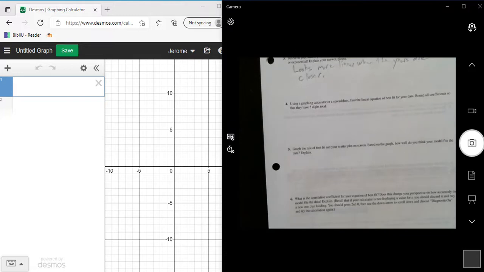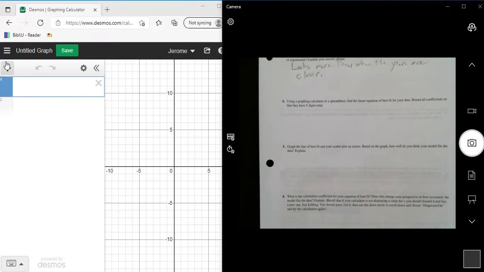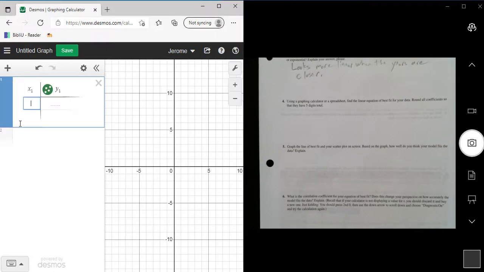Okay, number 4. It says, using a graphing calculator or a spreadsheet, find the linear equation of best fit for your data. All right, so we want to put this into the Desmos calculator. So we'll hit our plus sign, we'll hit our table, and then we would type in these values.